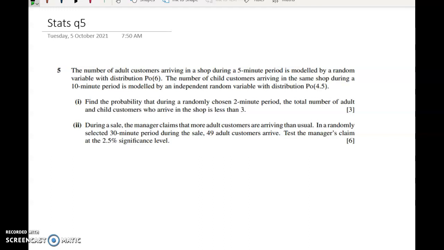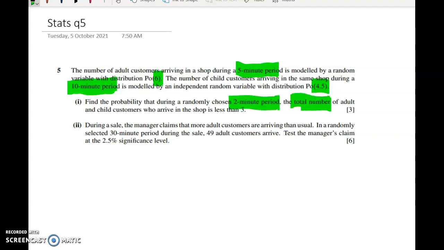Okay, so we've got a number of adult customers arriving in a shop during a 5-minute period is modelled by a random variable with a Poisson distribution and lambda is 6. The number of child customers arriving in the same shop during a 10-minute period is modelled by a distribution that's Poisson with lambda of 4.5. So before you even read the question, you know that this is probably going to be about changing the time periods, first of all. And then in the question, we see that we have to find the probability that during a randomly chosen 2-minute period, the total number of adult plus child customers has to be less than 3.